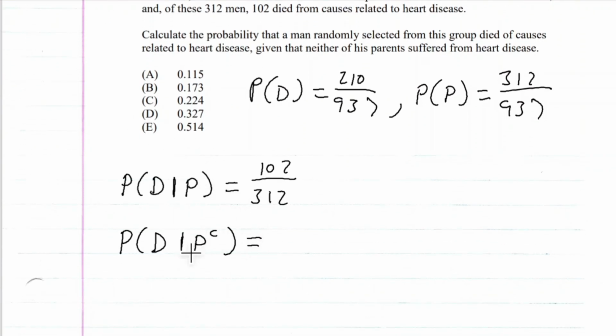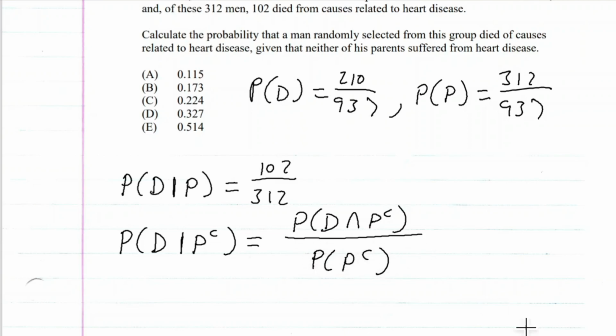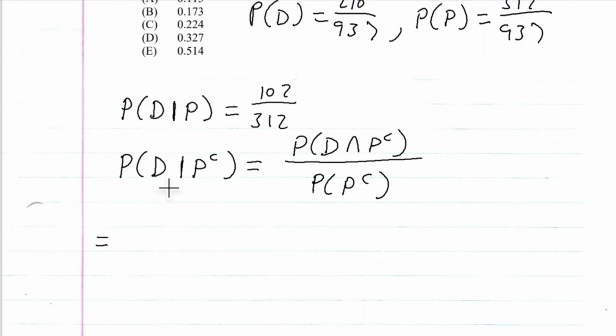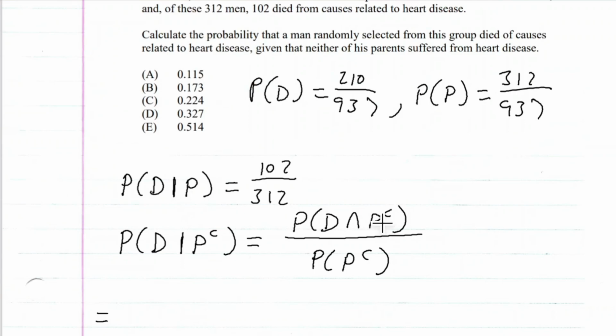Well, using the definition of conditional probability, we know that this is the same thing as the probability of D intersection P complement over the probability of P complement. And of course, I can get P complement in terms of P. That would help. So this is the same thing as, well, let's see, D intersection P complement.